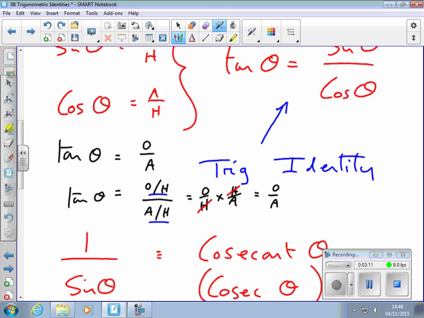Opposite over hypotenuse, adjacent over hypotenuse. And then we play around with that using algebra and simplify it to get this. And then we say, that is this. And so sine theta over cos theta, which is this over this, must be tan theta. We proved it.